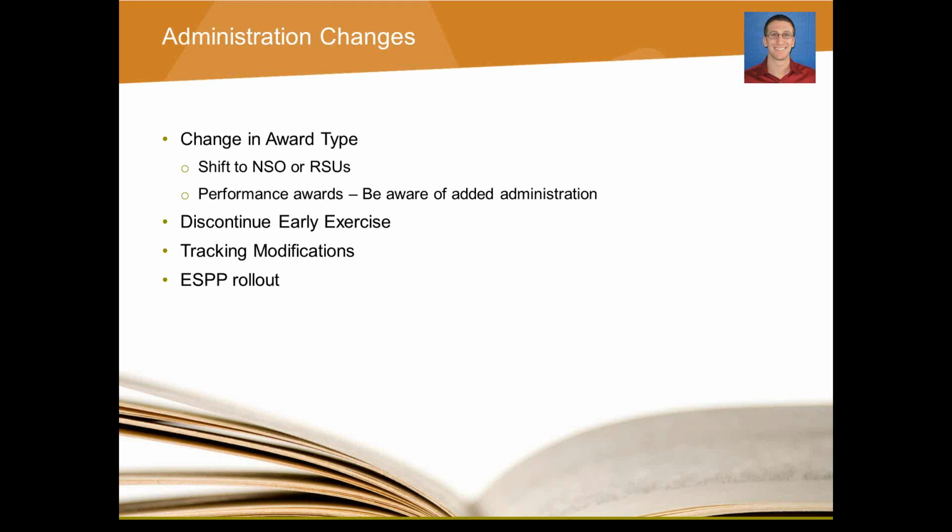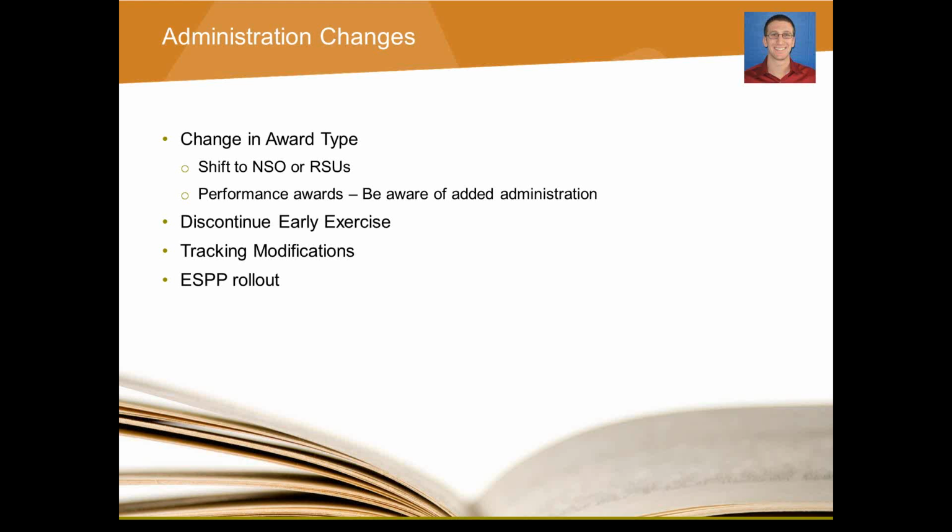Some of the administrative changes that we recommend, and some clients make earlier than others, is shifting away from ISOs to more non-quals or RSUs. As Matt said, we've seen more companies shift to RSUs in general. Also a shift towards performance awards, which may or may not be a good thing, depending on how you structure it. There's a lot of complexity when it comes to performance awards. You saw the FASB is simplifying or clarifying it, but there's still a lot of complexity. Discontinuing early exercise, again, because of the EPS ramifications and also the tracking, it just becomes easier to discontinue that.